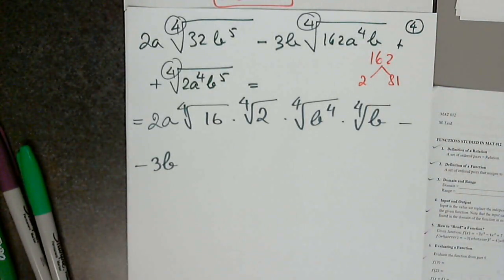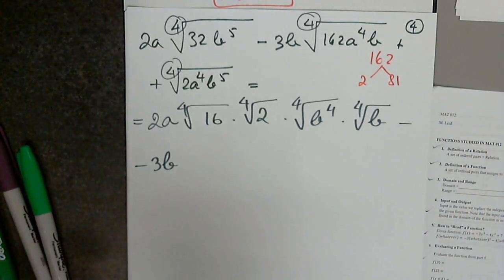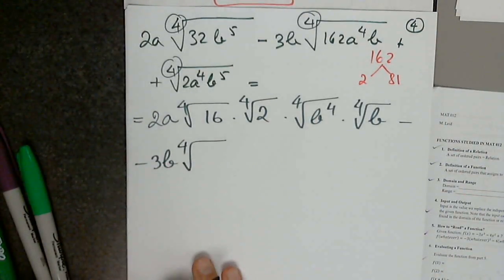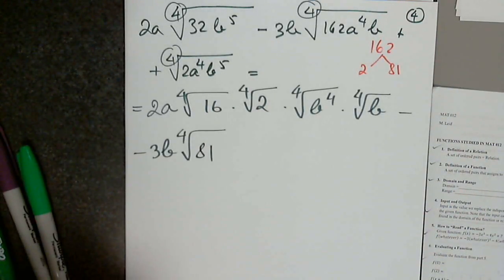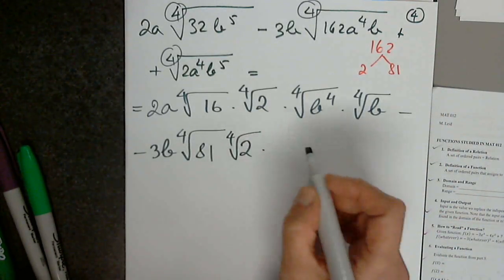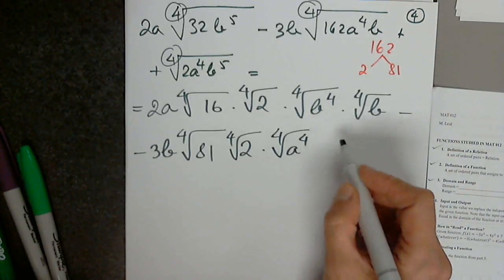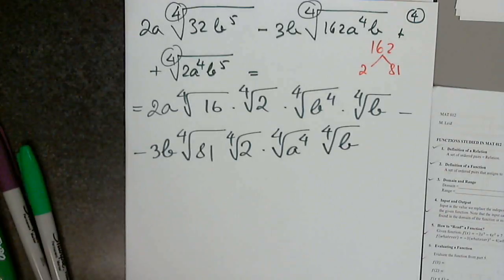So now I know what I need. What do I need? How do I split 162? The 4th root of, which one? 81, which will be 3, right? 4th root of 81. 3 to the 4th power is 81. Times the 4th root of 2 times the 4th root of a to the 4th times the 4th root of b. Do we all understand and agree with the second radical?